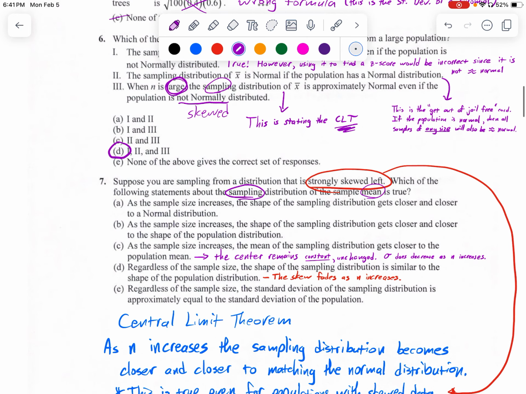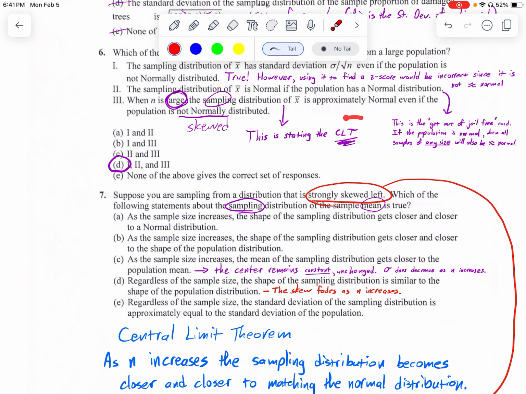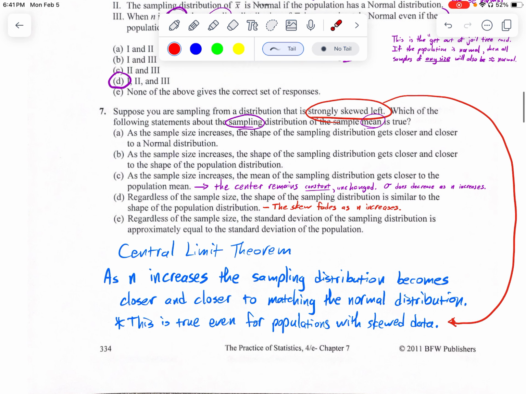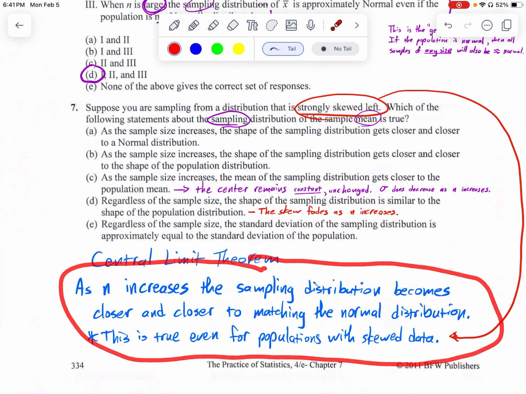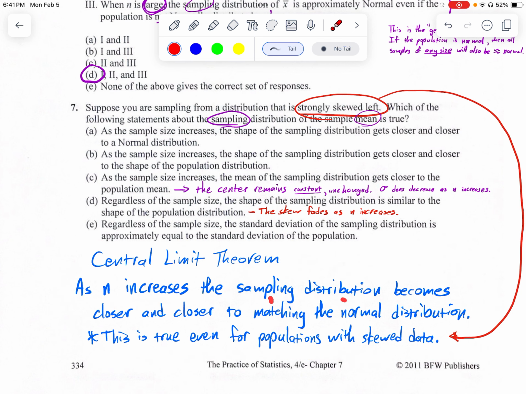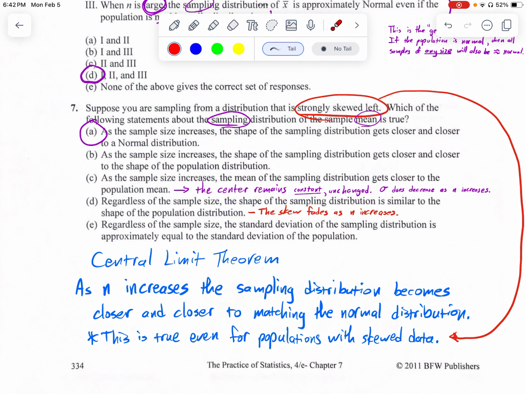This is essentially coming right back to the CLT. And here's what the CLT says again in other words. As n increases, as the sample size grows, the sampling distribution becomes closer and closer to matching the normal distribution. Even true for skewed data. So which one says that? I believe that's just A right there. Yes, it is. Let's look at some of the wrong answers. We can learn from them.